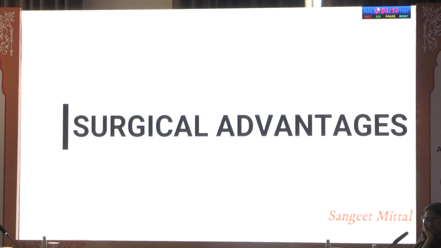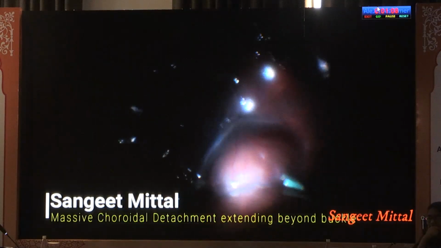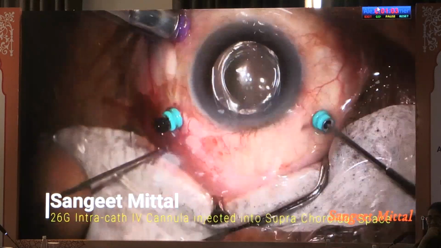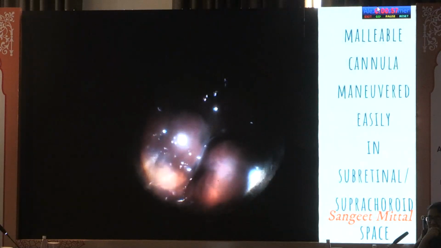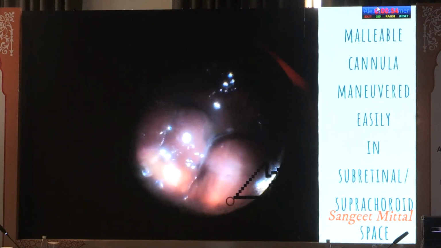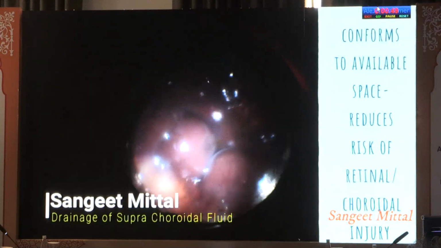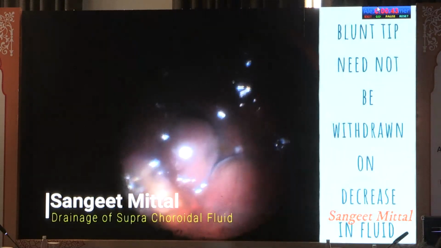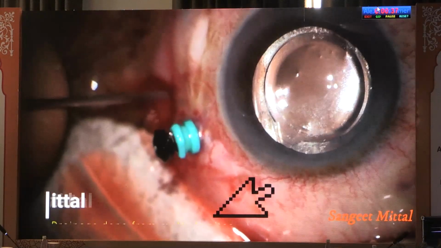So this was a patient post-scleral buckling with recurrent RD and choroidal detachment, and the choroidals were reaching up to the posterior pole. There was no way to reach the posterior choroid because there was a buckle in, and you could not have drained it. So this technique helped me here also. You see the cannula, the IV catheter in the suprachoroidal space, and then you can use this technique to drain these posterior choroidals also. This cannula can even reach up to the macula if you have to drain the choroidals which are in the macular space.